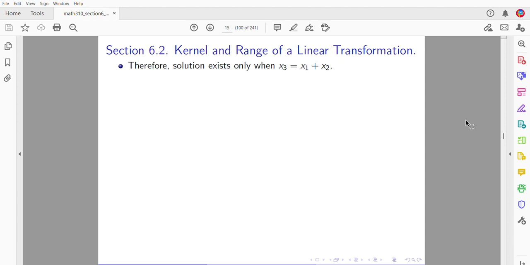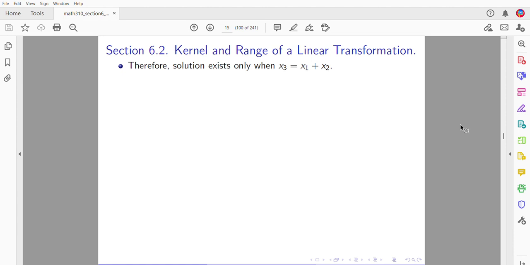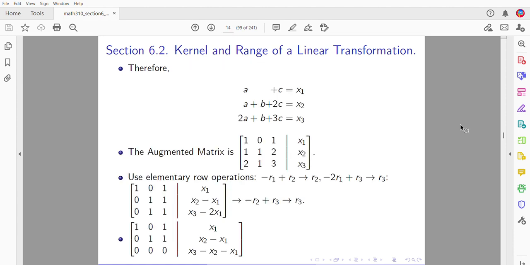So a solution exists only when the right hand side, the bottom case, is 0. You have 0, 0, 0 on the left and 0 on the right. That is the lowermost expression: x3 minus x2 minus x1 is 0. You want that to be 0 to be able to solve, which means x3 must be x1 plus x2.